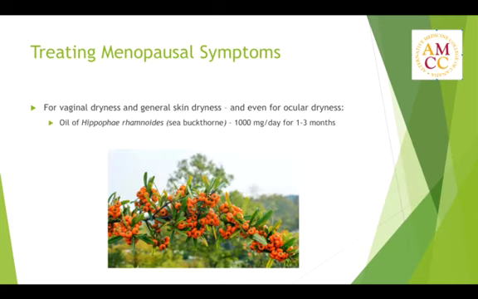Vaginal dryness is something that really bothers women. It's not great for intercourse. It's painful. It puts them more at risk of vaginitis. And so what you can suggest for them is sea buckthorn. I've put the plant here. 1,000 milligrams a day for 1 to 3 months is actually very, very lubricating to that area, and also for dryness in the eyes, which sometimes occurs in menopause as well.